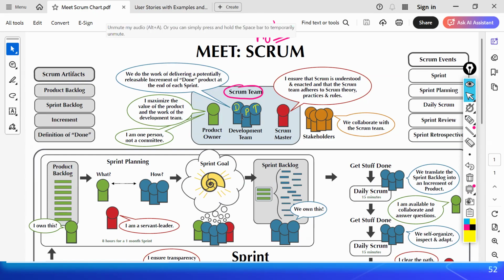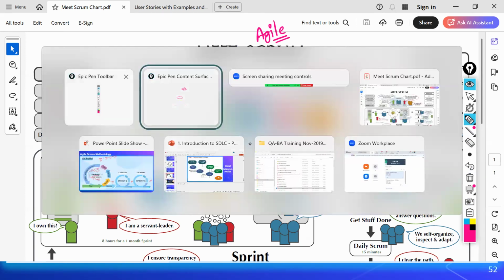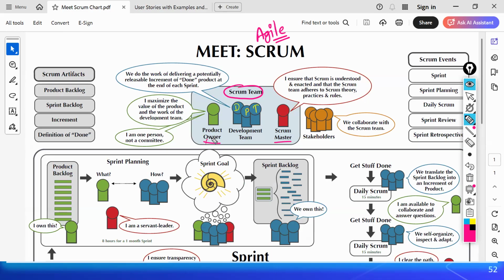Now, when we are going with the implementation, we have these two new folks here. One we call the product owner and the other the Scrum Master. Does anyone have any idea about these two? What do you mean by product owner? Any wild guesses? Product owner? Anyone?